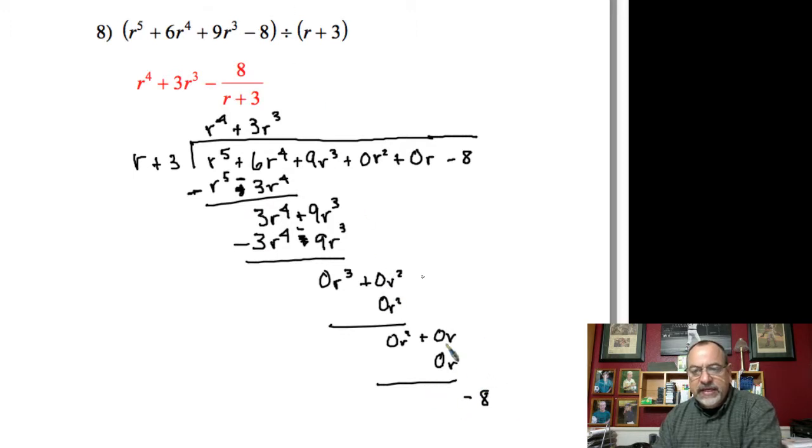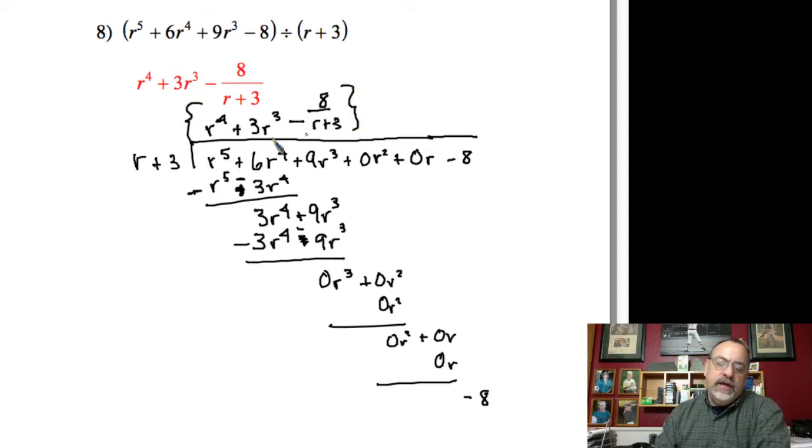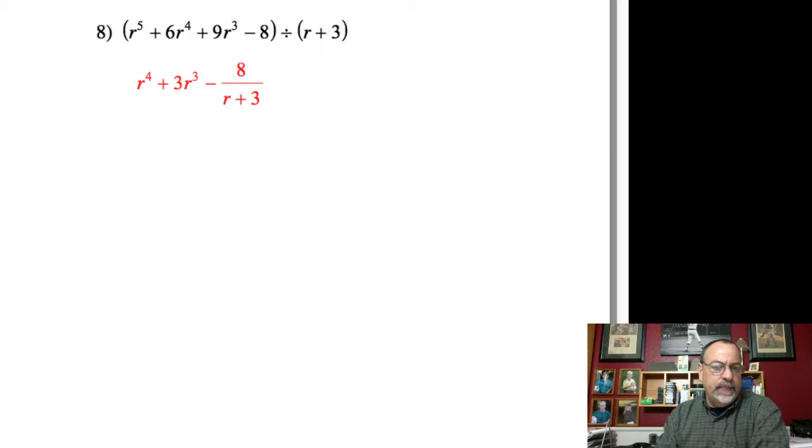So notice this is a negative this time, so my quotient is r to the fourth plus 3r cubed minus my 8, it's negative 8, over my divisor r plus 3. So this would be my answer. Now again, notice, what does that tell me? It tells me that r plus 3 is not a factor of this quintic polynomial. Okay, we'll do one more and then we'll wrap this division stuff up.